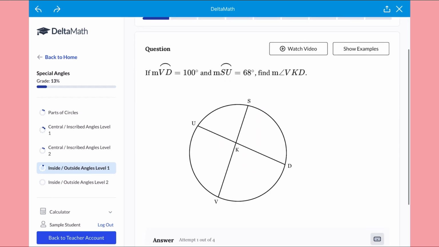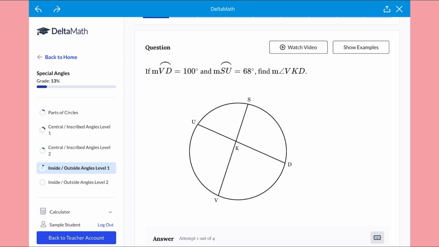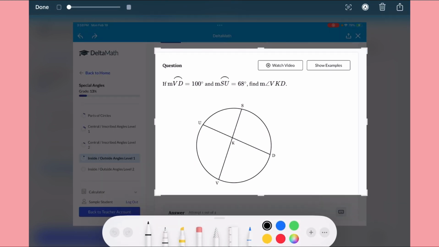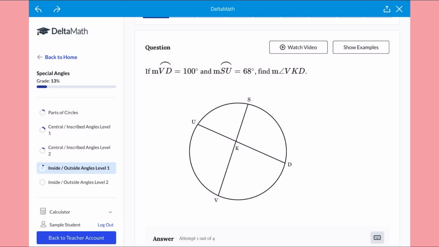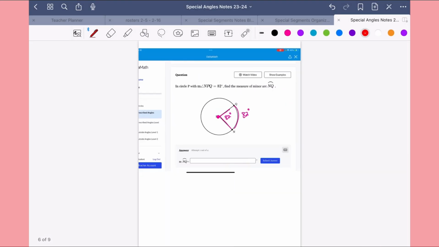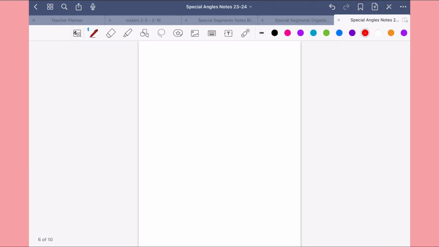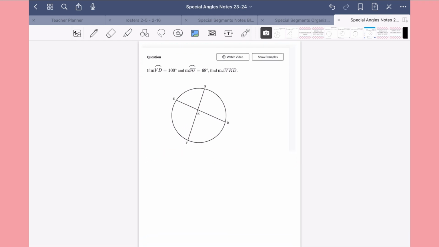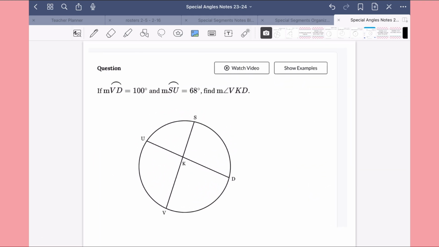Here's a level 1 for an inside angle. So let's do this one. Now remember, you might have different numbers, but hopefully this at least helps you how to get started.